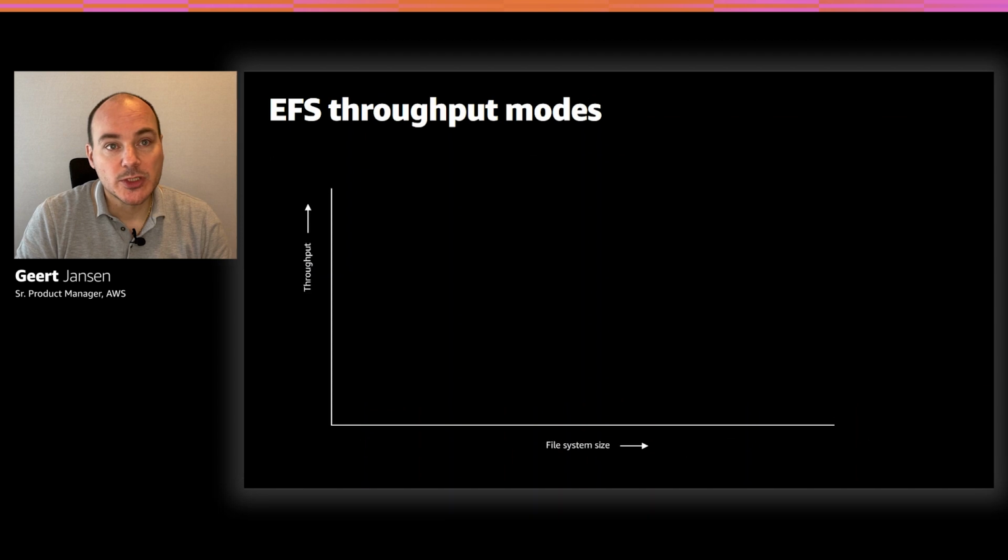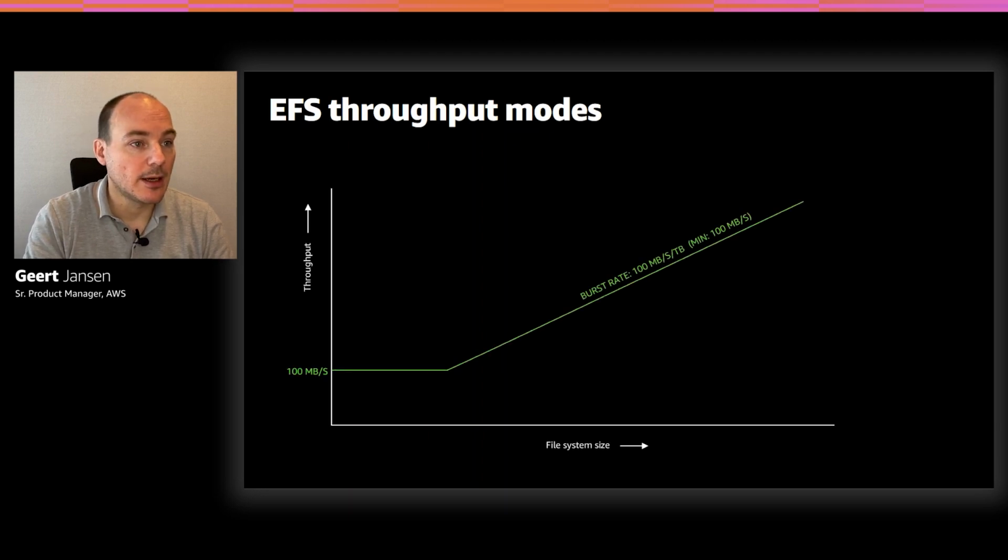Okay, let's then switch to throughput mode. The throughput mode is something that you can set when you create your file system, and you can change anytime thereafter. The default mode is the burst rate. In the burst mode, your file system can burst up to 100 megabytes per second per terabyte of storage. So the throughput you can achieve is proportional to the file system size, with a minimum of 100 megabytes per second.